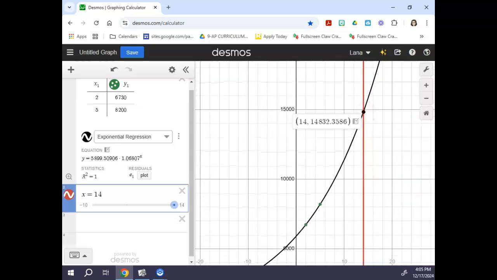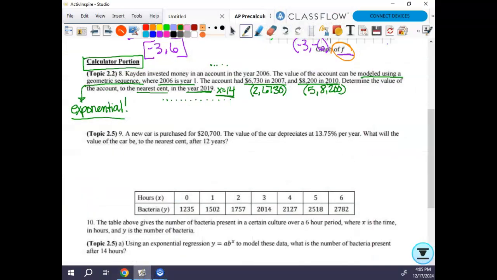There is my ordered pair, and it says to the nearest cent, really. So you get f of 14 equals 14,832.3586. Like that's what the calculator gave you. So your answer then can just be $14,832.35. Do not round.